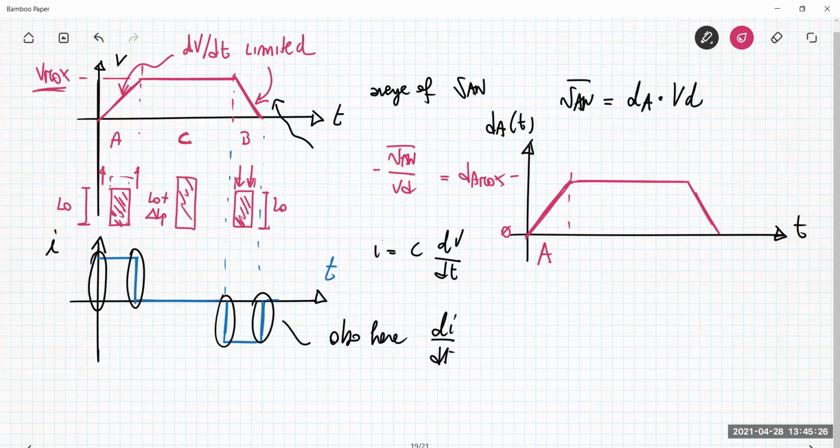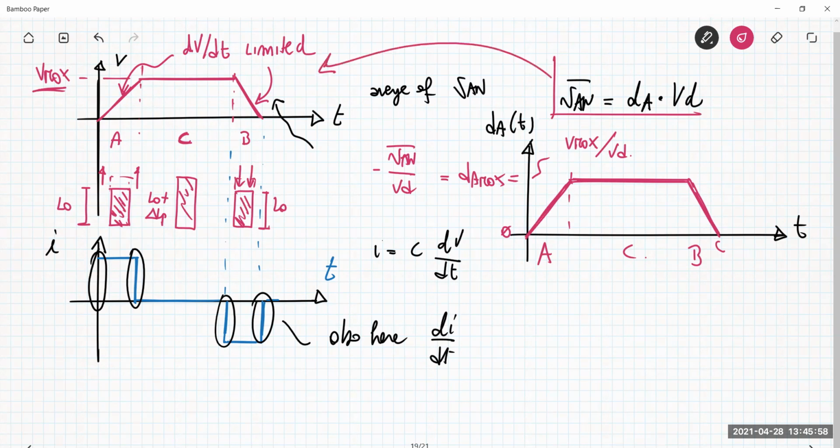The average value of VAN maximum is exactly Vmax, so the maximum duty cycle is Vmax over Vd. The duty cycle goes from 0 to Vmax over Vd, then remains constant, and then is decreased from the maximum value down to 0 again in phase B. This is the variation of the duty cycle in order to get an average voltage with this behavior.